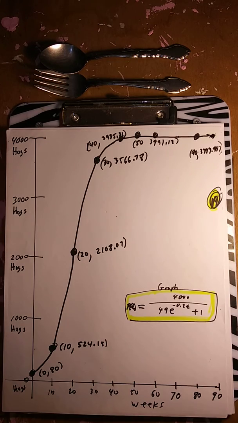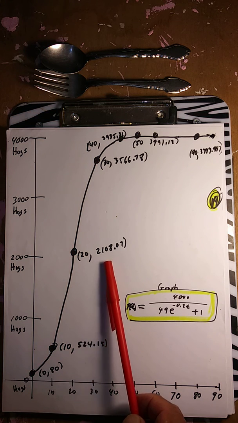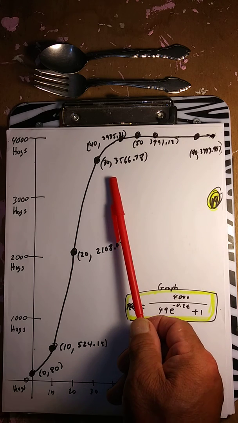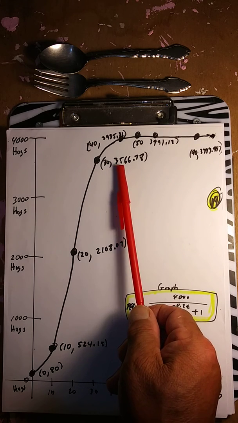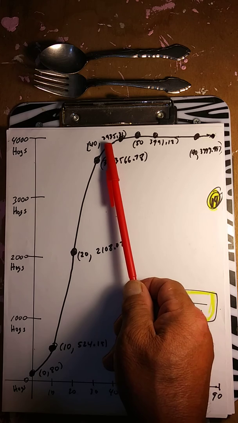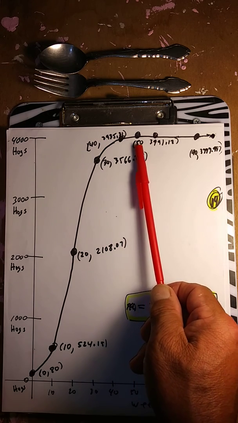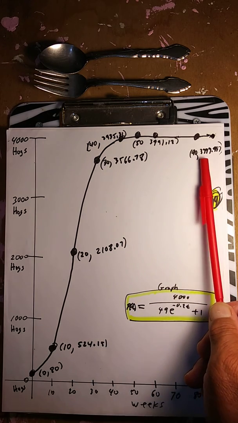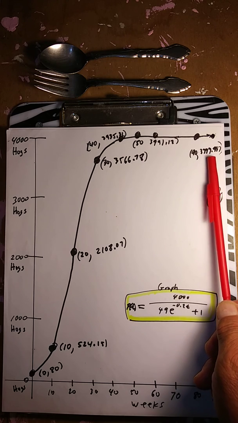And we have points. Here we go. At 0, we got 80. So after how many weeks? 0 weeks, there's 80 hogs initially. Then at 10, there was 524. At 20, there was 2,108. At 30, there was 3,566. At 40, there's 3,935, and 50, and then all the way to 90, which is 3,999.